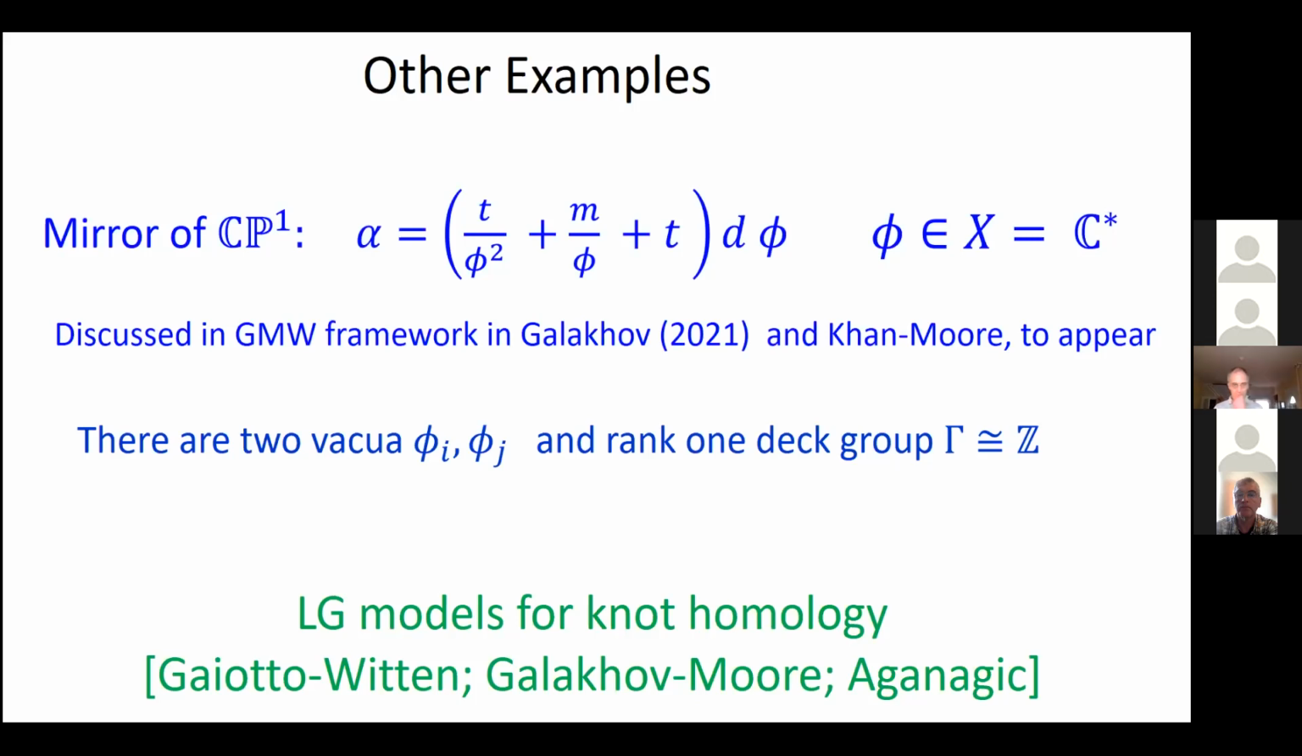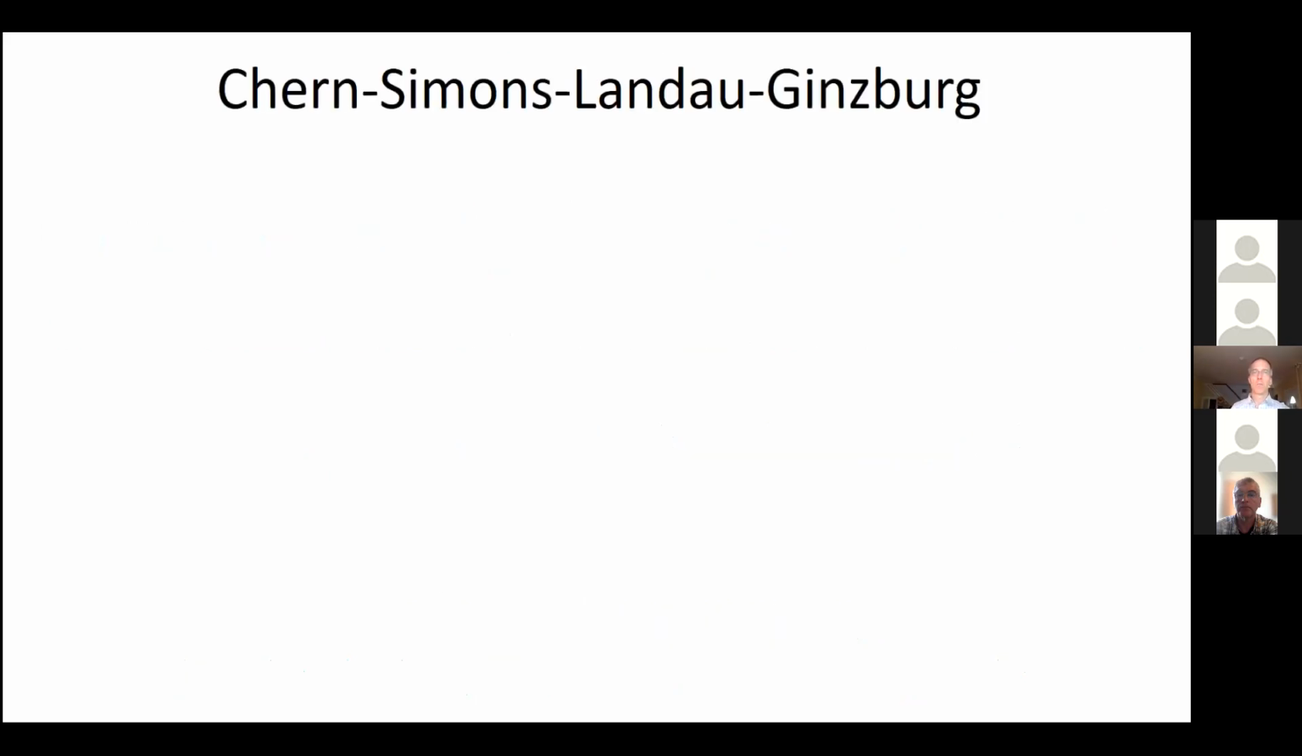And a common feature of all those Landau-Ginzburg models for knot homology is they involve these kind of multi-valued superpotentials. And then there's a very interesting example, which I call Chern-Simons Landau-Ginzburg theory. And we'll come back to it at the end of the talk if there's time.